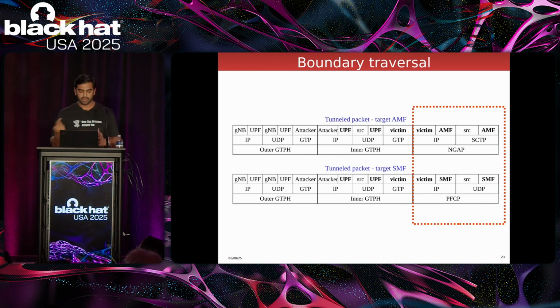Now, for a packet to reach the AMF, the payload should be different. It should have an NG-AP protocol, right? Then to reach the SMF, it should have a different protocol, what we call PFCP, right? The one highlighted in red is the actual payload that gets forwarded by the UPF into the core.